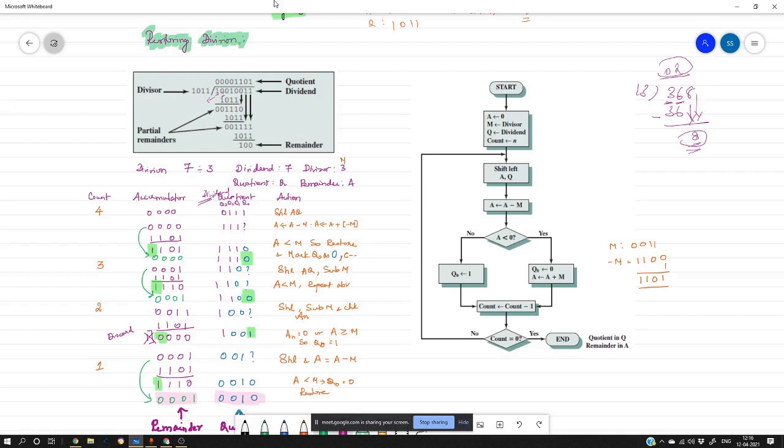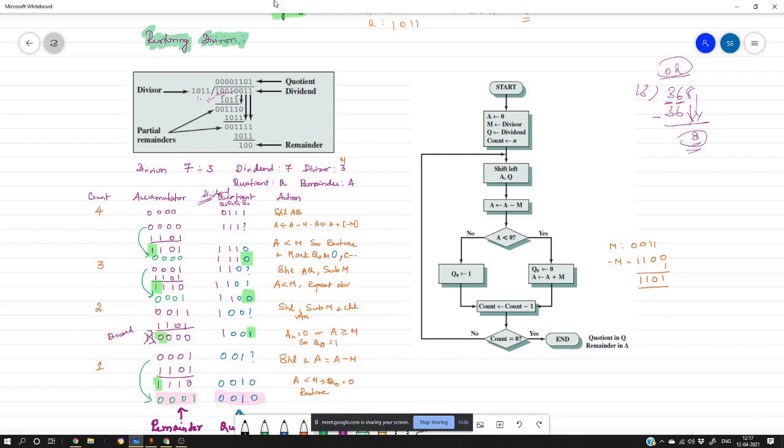And taking this 1, again it is 1001. 1001 is what? It is 9, whereas here it is 11. So the value is still smaller. So you just mark 0 in the quotient and move on to the next number.